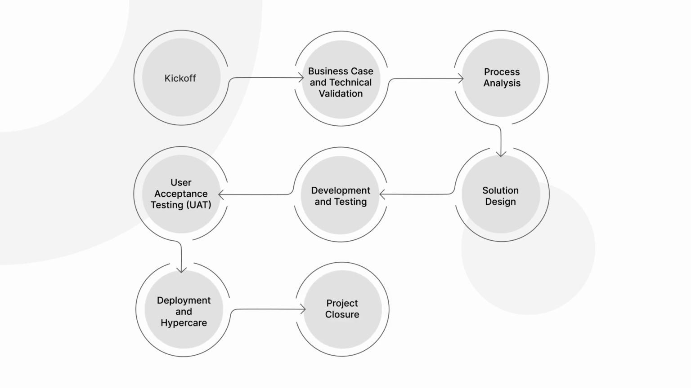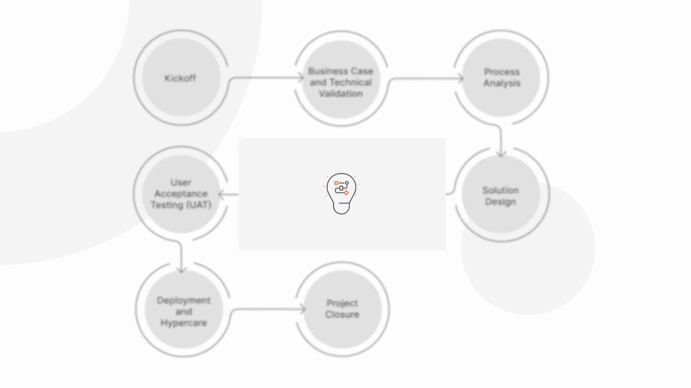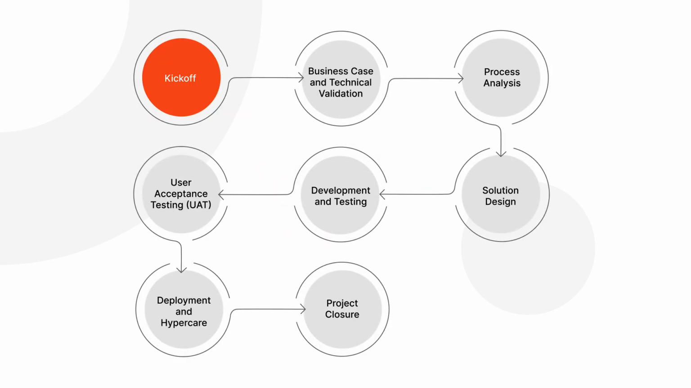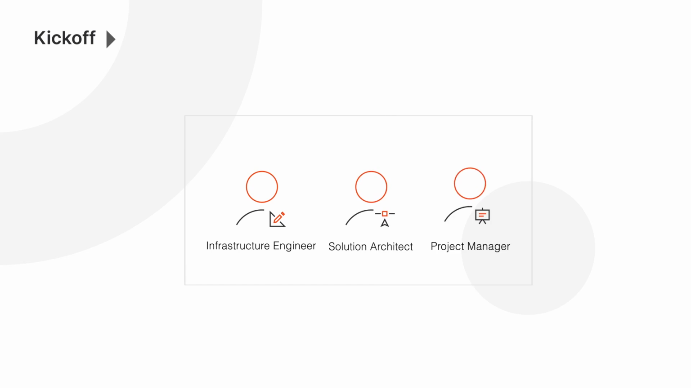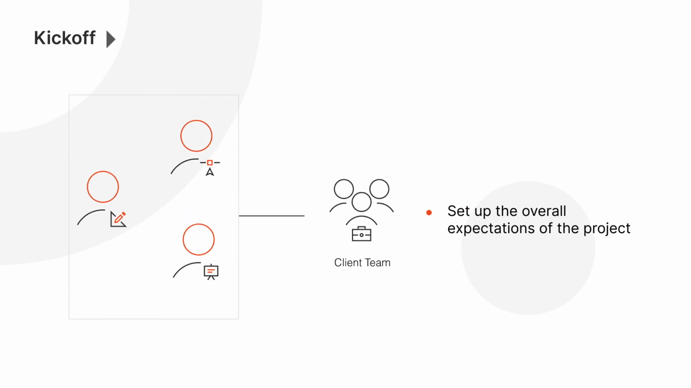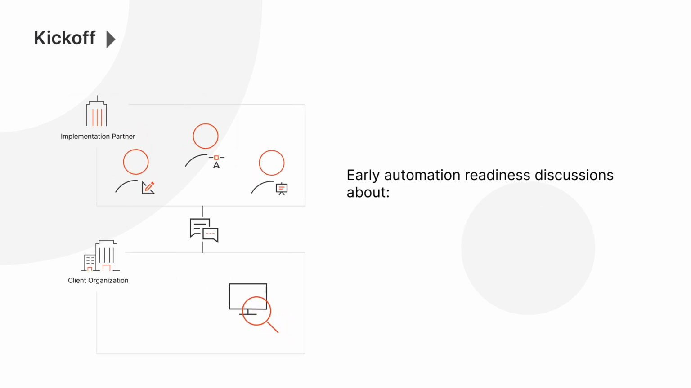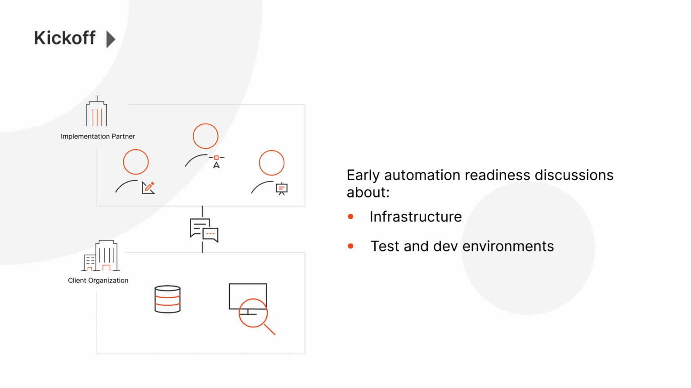The informal start of the project is when there's an automation opportunity with good potential. And the first stage in the implementation process is kickoff. At this stage, the key people involved are the infrastructure engineer, the solution architect, and the project manager. The purpose here is to lay out and align with the client team on the expectations of the project. At this stage, an early examination of the client's environment and infrastructure should be initiated, answering the basic questions. Do they already have test and development environments? Do they have test data? Can they create test cases?